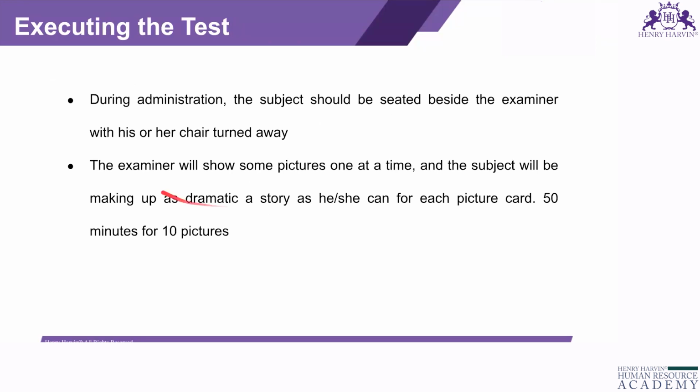Then executing the test. During administration, the subject should be seated beside the examiner with his or her chair turned away, so the persons are not looking at each other. The examiner will show some pictures one at a time, and the subject will make up a dramatic story as best he or she can for each picture card. There are 50 minutes for 10 pictures. So out of the 30 cards, if you want to select some according to the traits that you want to measure, according to the conclusion that you need to make, you will have to give 50 minutes for 10 pictures.